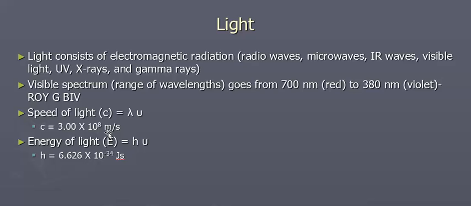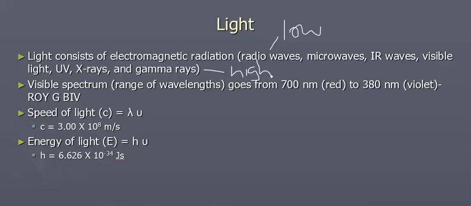Light consists of electromagnetic radiation, and here are a few types of electromagnetic radiation. You have radio waves, microwaves, infrared, visible light, ultraviolet, X-rays, and gamma rays. Radio waves, this is the low energy end of the electromagnetic spectrum. Gamma rays is the high energy end of the electromagnetic spectrum.